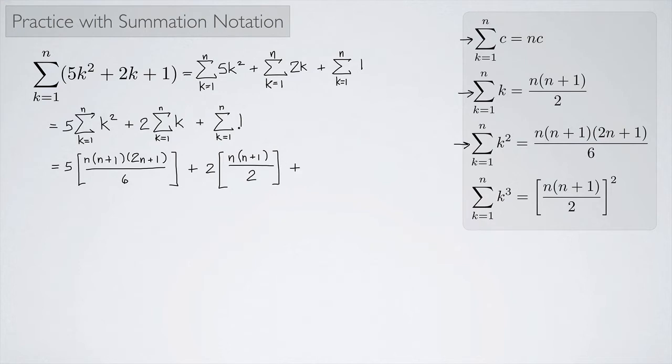And then lastly, I have a sum from k equals 1 to n of just plain old 1. Well, I can think of this constant here as being 1. So this is going to be n times 1, or just n. Okay, now let's simplify this as much as I can.